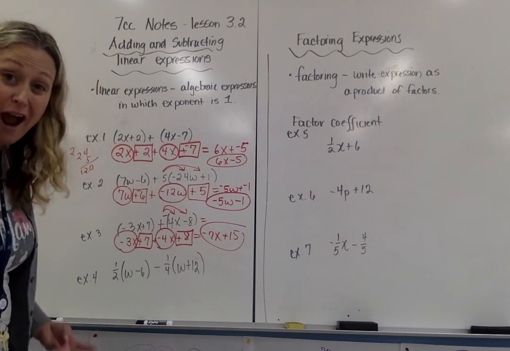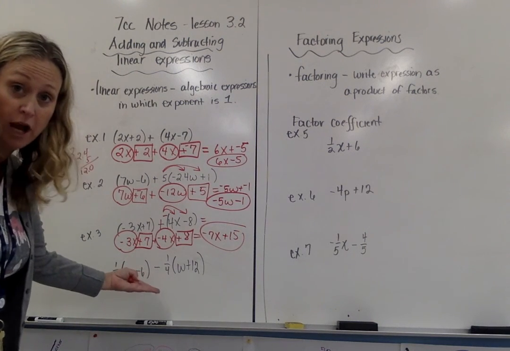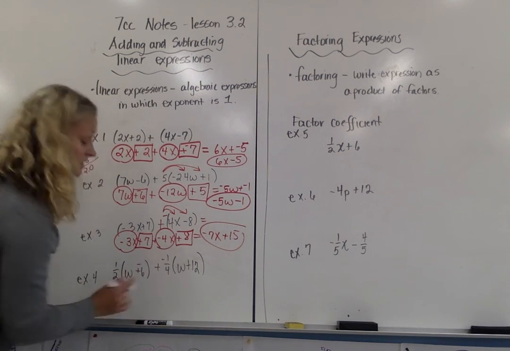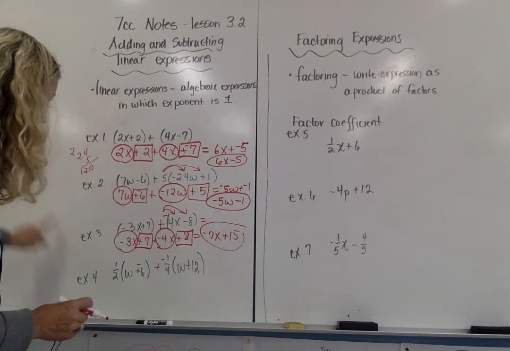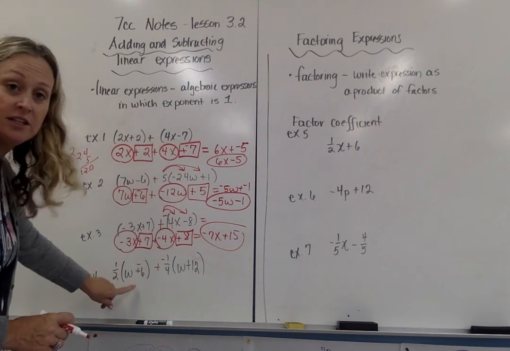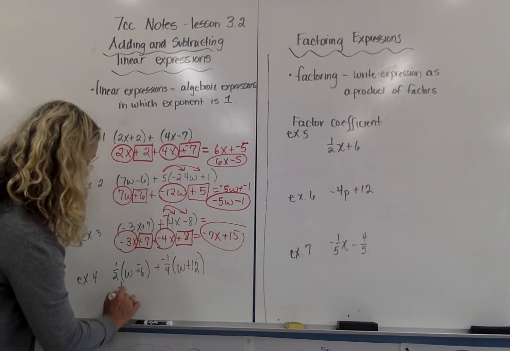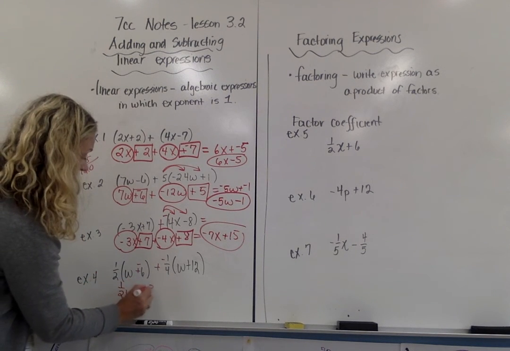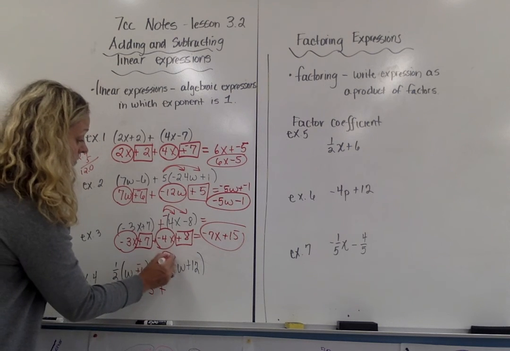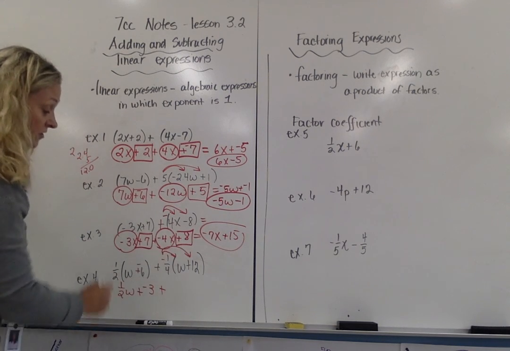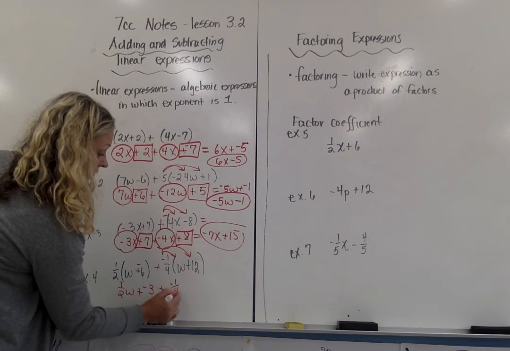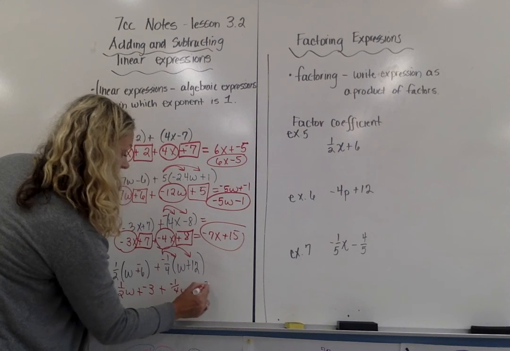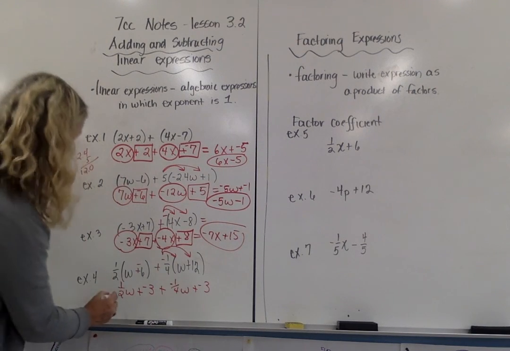In my last one, there are fractions that I have to distribute, and it's a subtraction problem. So I'm immediately going to rewrite this like this so I don't get confused by my negatives. I need to figure out half times w is 1/2 w. 1/2 times negative 6 is negative 3. Now in this one, I have to multiply negative 1/4 times w, which is negative 1/4 w. I need to multiply negative 1/4 times 12, which is negative 3. I then go back to my circle square.